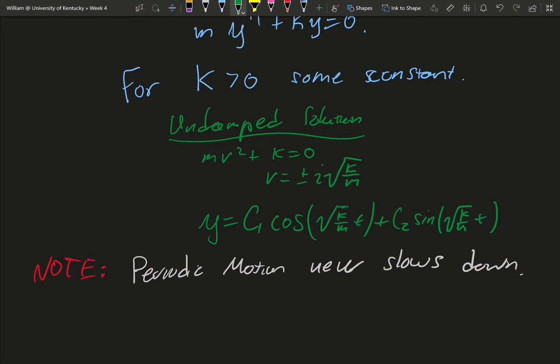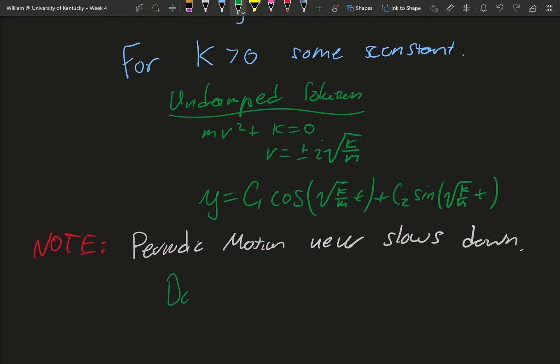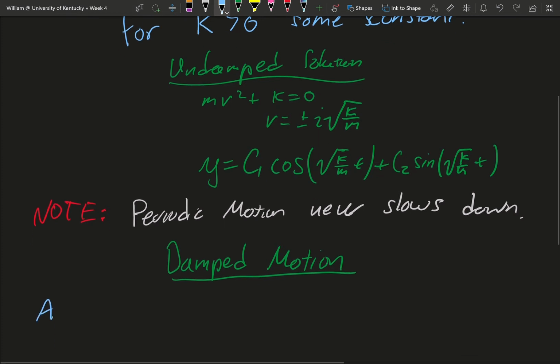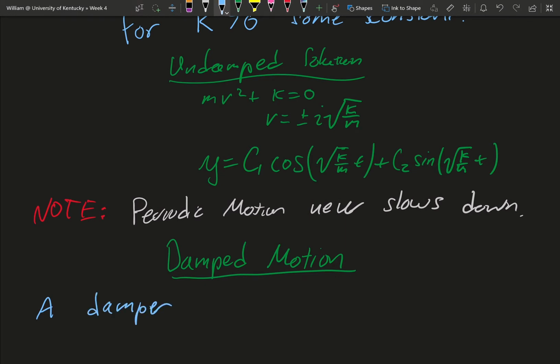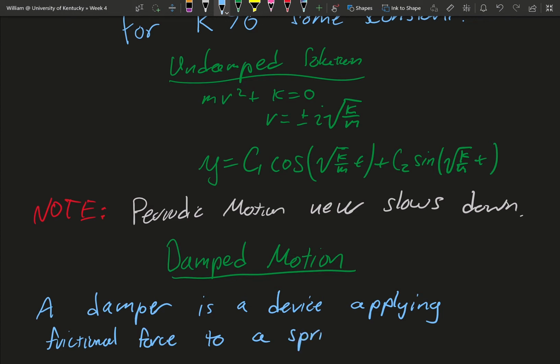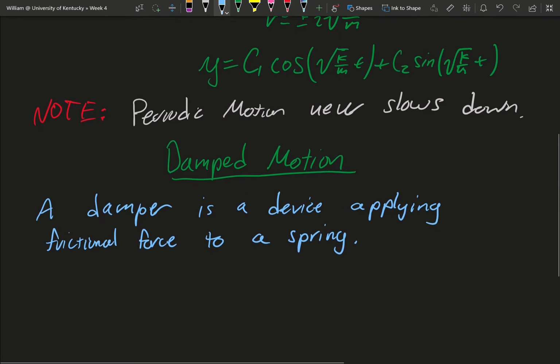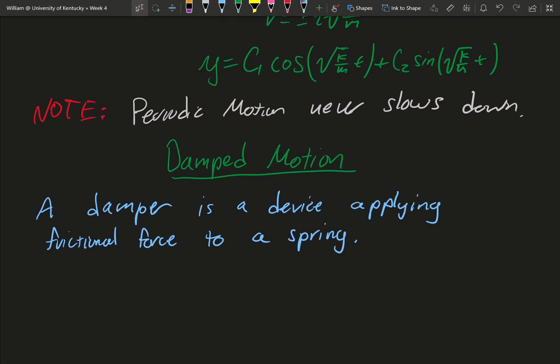So today, we're going to change that, and we're going to talk about damped motion. A damper is usually a device you put on a spring to make sure it doesn't move too fast. If you've ever seen those doors where you open them and they can't slam, they might close automatically, but they'll do it slowly. That's because they have a damper attached.